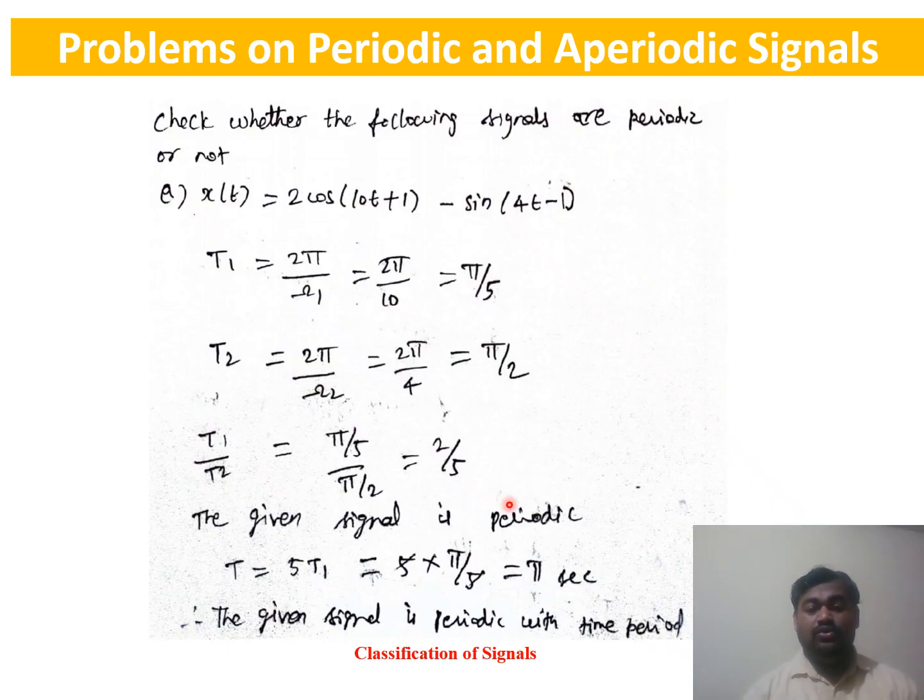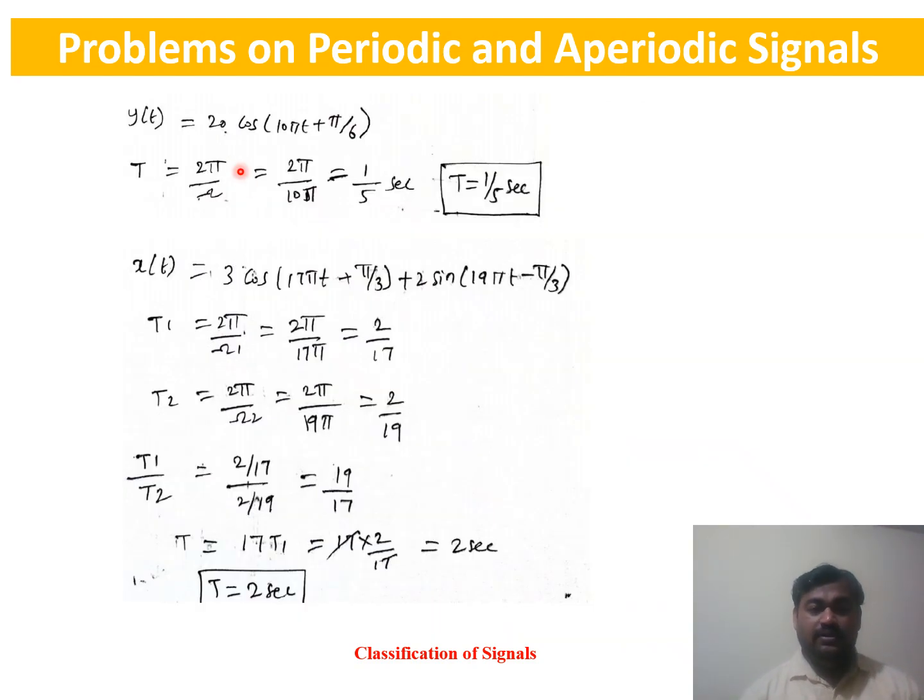So how can we conclude the given signal is periodic? We have to find the ratio of T1 and T2. In the ratio of T1 and T2, if there is no multiple of pi, the given signal is periodic. If we have pi in either the numerator or denominator, that can be considered as an aperiodic signal.